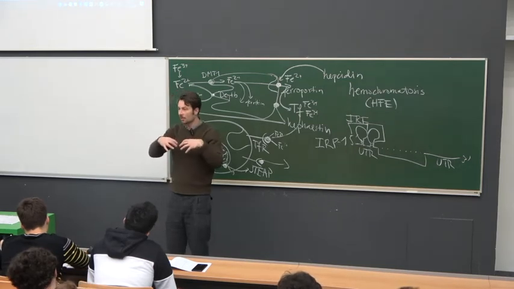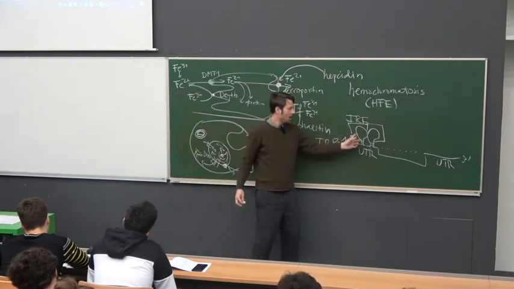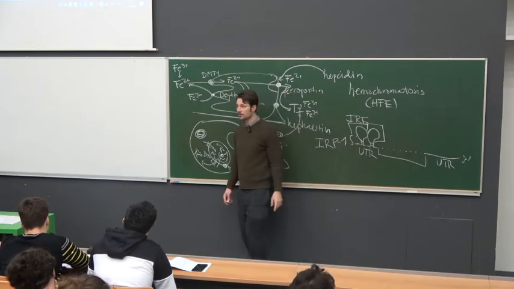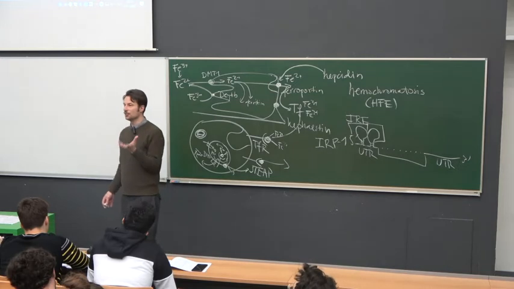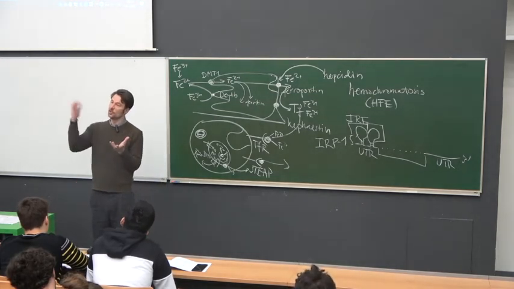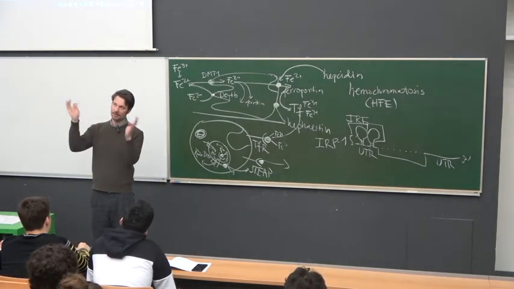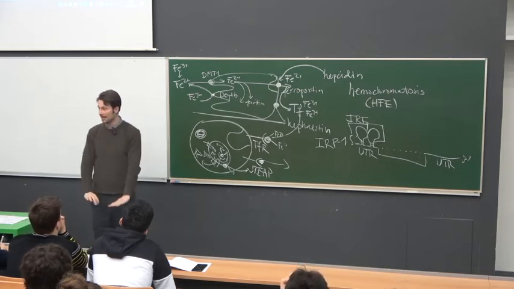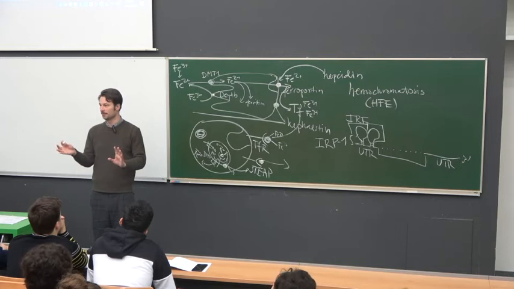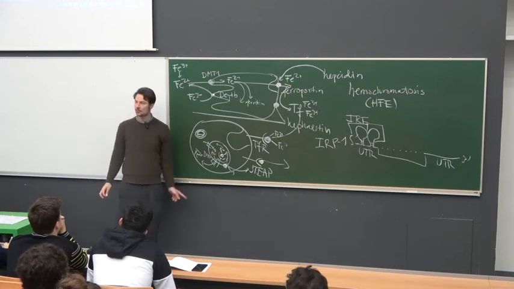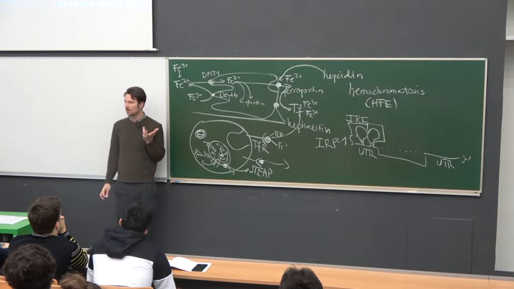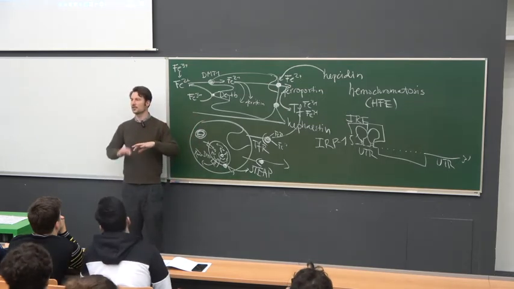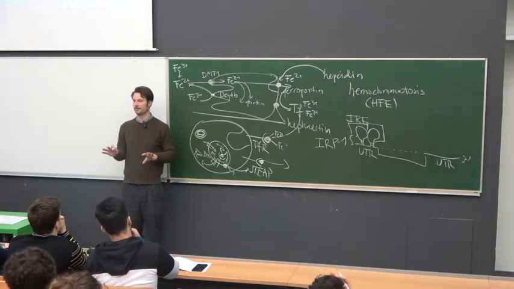So the IREs, when we find them in the 5' region, in the 5' untranslated region, are going to be in genes where, when there is not enough iron, IRP is open, and we want their translation to go down. We don't need them. Out of these proteins, which ones would you say are the most likely to have IREs in the 5' region? Something that, when there is not enough iron, we don't need.